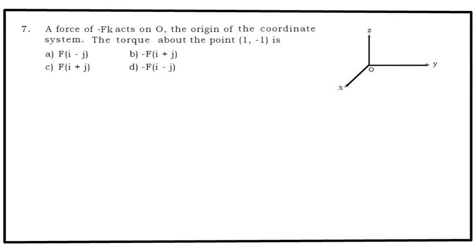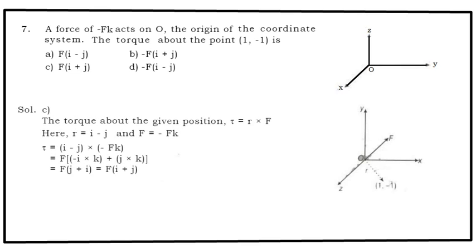Problem number 7. A force of minus F k cap acts on O, the origin of the coordinate system. The torque about this point is what? Tau is equal to r bar cross F bar. Your F bar is known to you, F into k cap. So when you take a cross product of these two, you get tau is equal to F bracket i cap plus j cap.